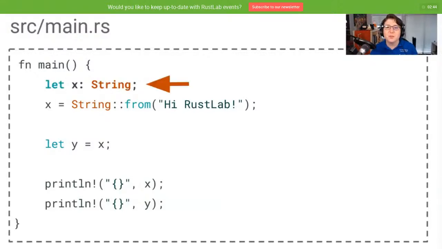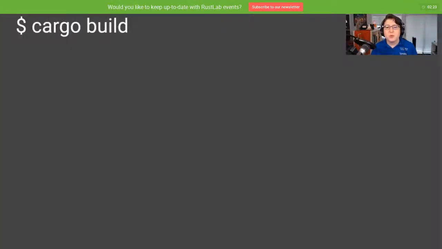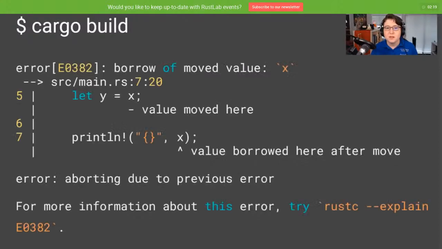We declare the variable x and give it the type of string. And then we set the value of x to the string hi RustLab. Then we say that the variable y's value is equal to the value of x, and then we attempt to print both variables. When we try to build this piece of code with cargo build, we get an error, and this error is a result of the borrow checker.